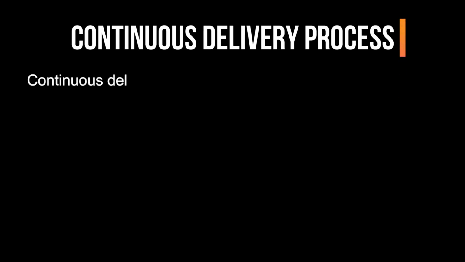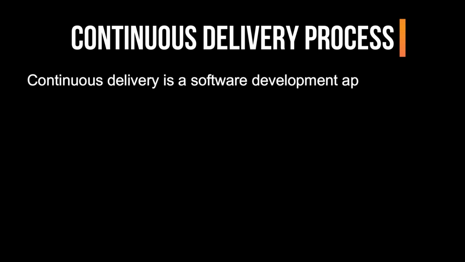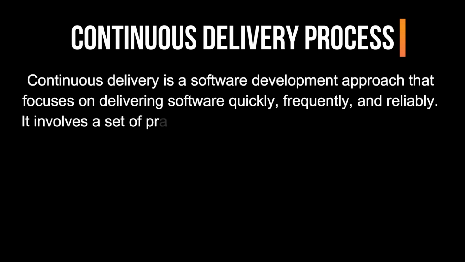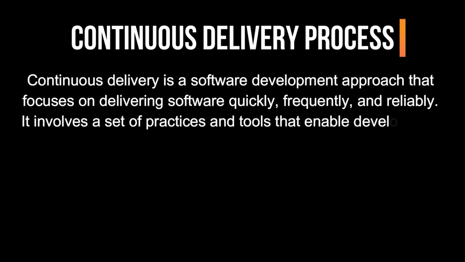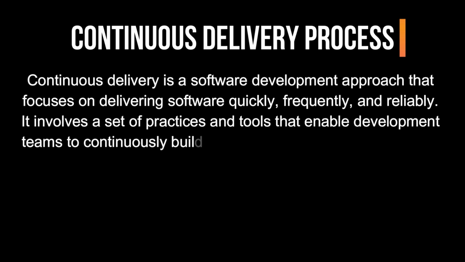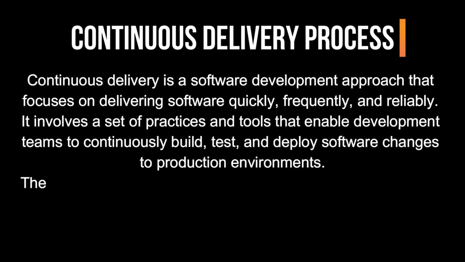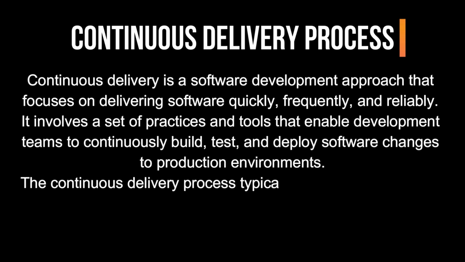Continuous delivery process. Continuous delivery is a software development approach that focuses on delivering software quickly, frequently, and reliably. It involves a set of practices and tools that enable development teams to continuously build, test, and deploy software changes to production environments. The continuous delivery process typically includes the following steps.